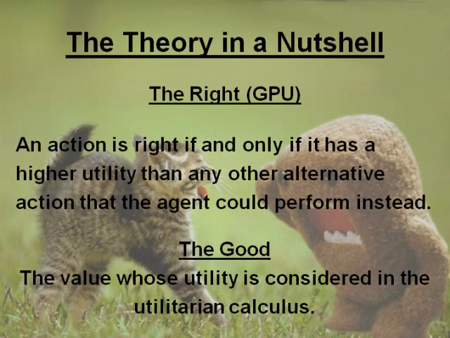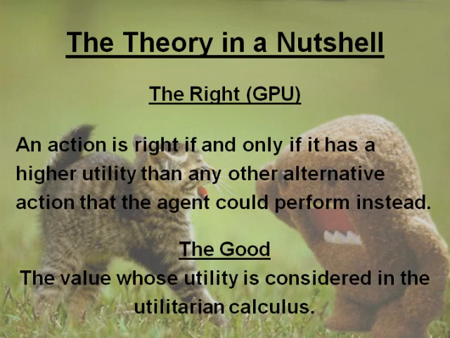Now, our theory in a nutshell is going to involve an idea we call the generic principle of utility. This gives us our theory of the right. An action is right if and only if it has a higher utility than any other alternative action that the agent can perform instead.